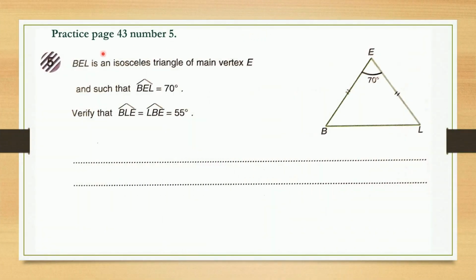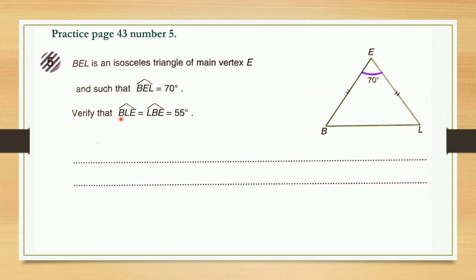Now let's solve this exercise, practice page 43, number 5. BEL is an isosceles triangle of main vertex E, such that angle BEL equals 70 degrees. So here they gave us the measure of the angle at the main vertex E equals 70 degrees. EB and EL are equal, they have the same code, they represent the legs. And BL is the base of this isosceles triangle because it's opposite to the main vertex E.